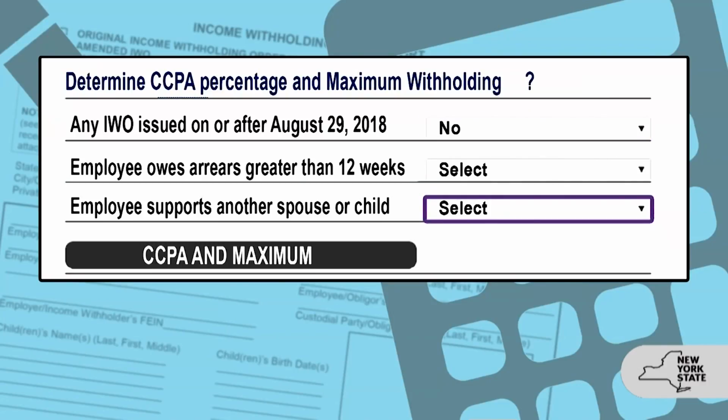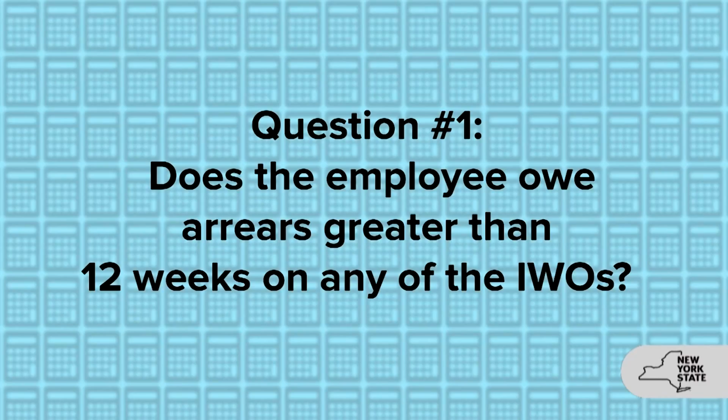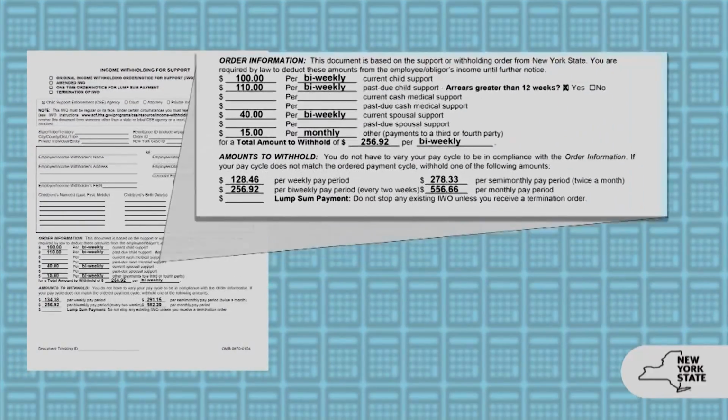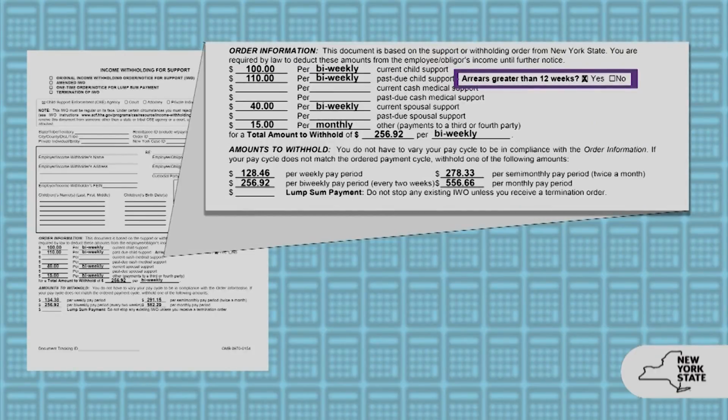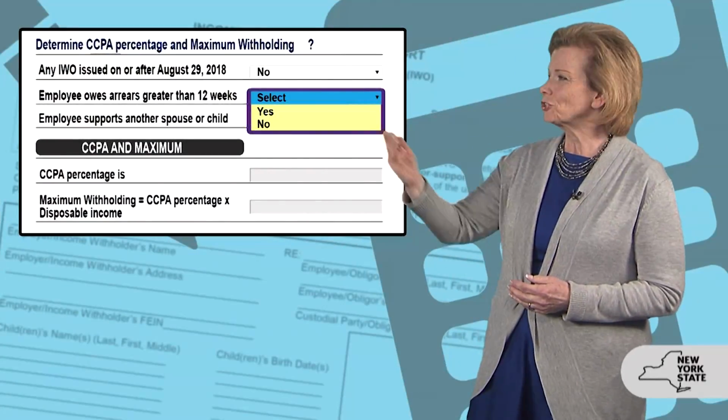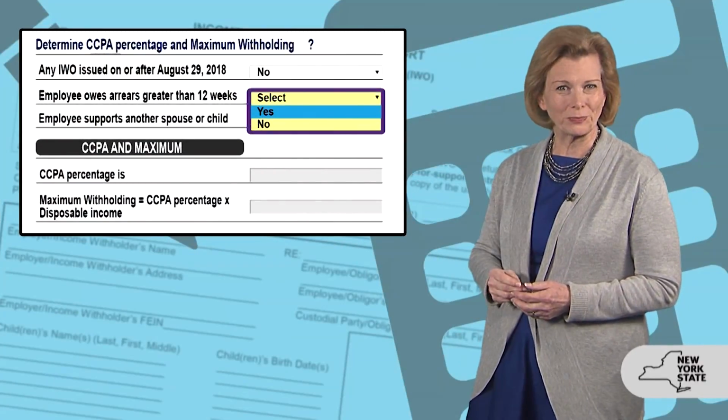Employee supports another spouse or child. Question 1. Does the employee owe arrears greater than 12 weeks on any of the IWOs? Well, the answer to this question is on the bottom of page 1 of the income withholding order in the area labeled Order Information. For our scenario, choose Yes in the drop-down menu.